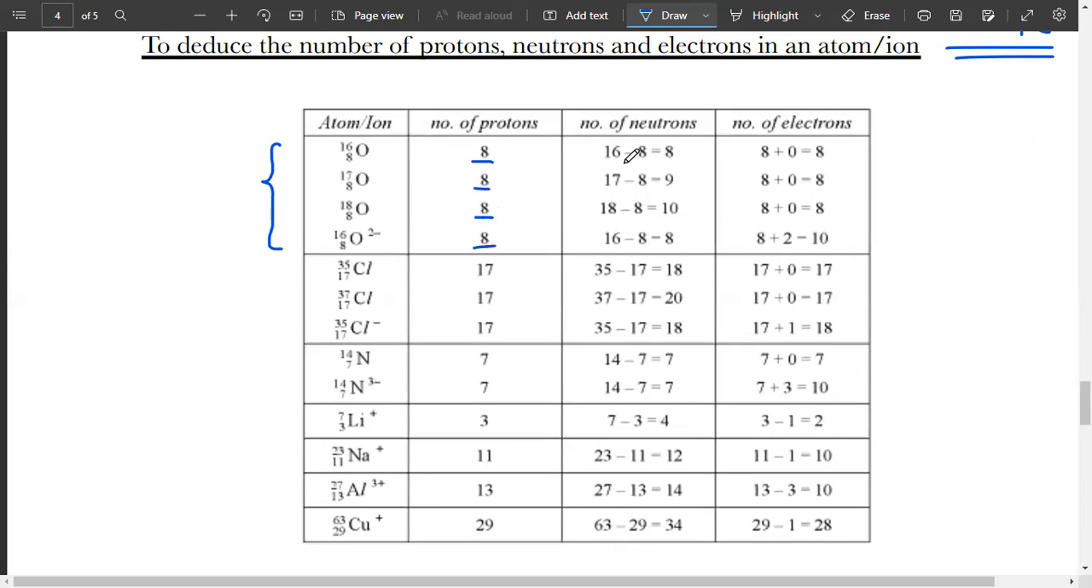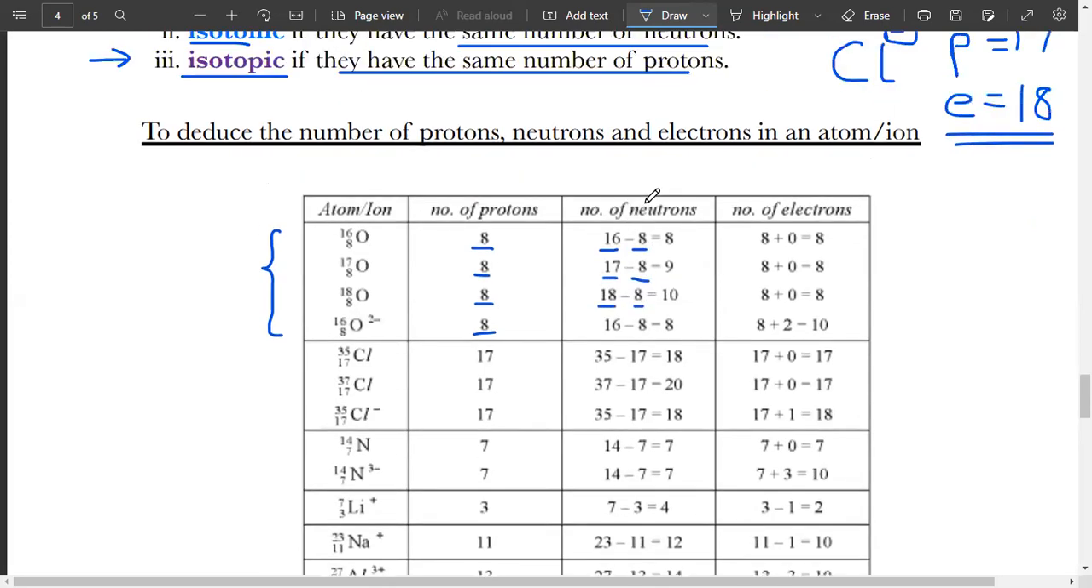Number of neutrons कैसे आ रहे हैं? I am back to mass as the mass protons को जब आप separate करेंगे तो you would get the number of neutrons, mass minus protons. Number of electrons कहाँ से आ रहे हैं? यहाँ पे तो you can see no charge, so they are the same. जितने protons हैं उतने ही electrons होंगे.